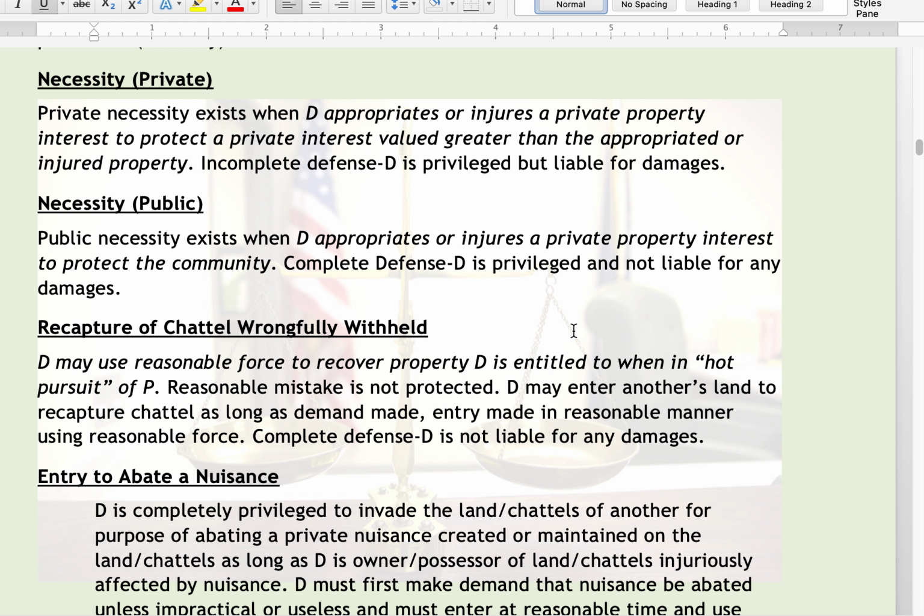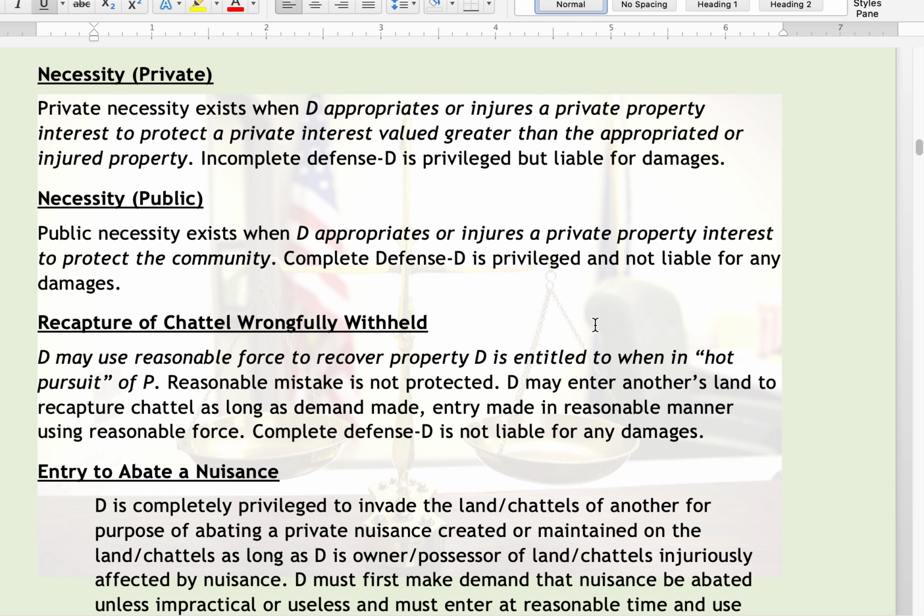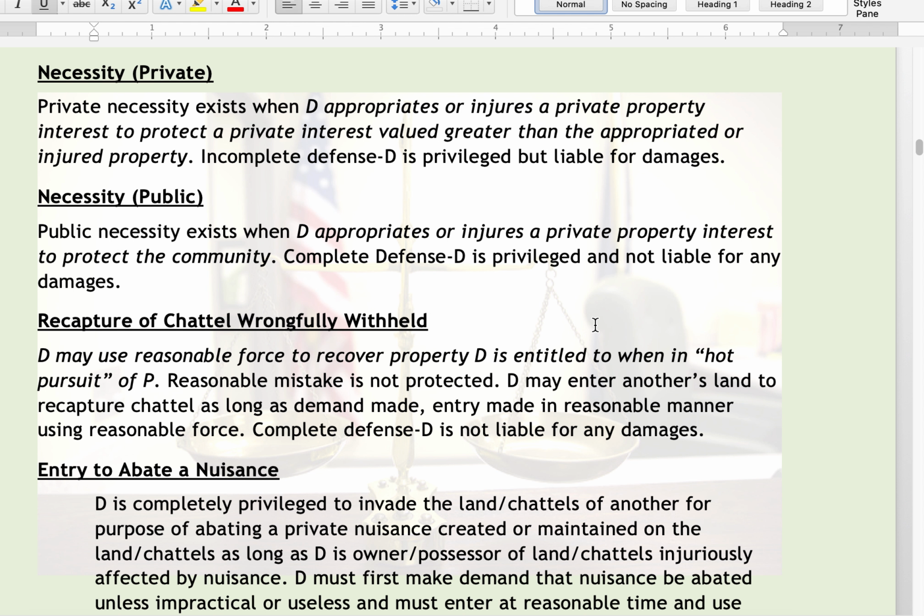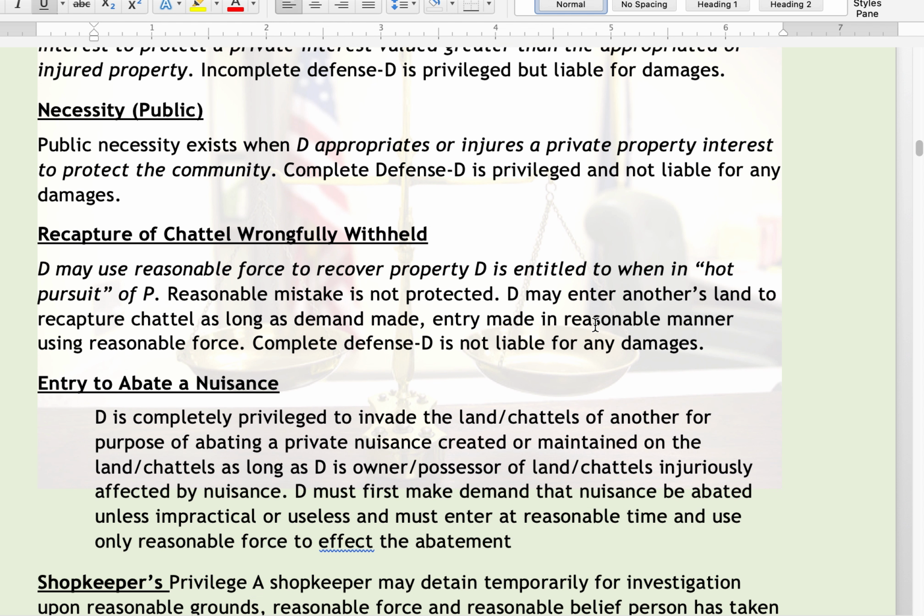Necessity, public. Public necessity exists when the defendant appropriates or injures a private property interest to protect the community. Complete defense. Defendant is privileged and not liable for any damages.